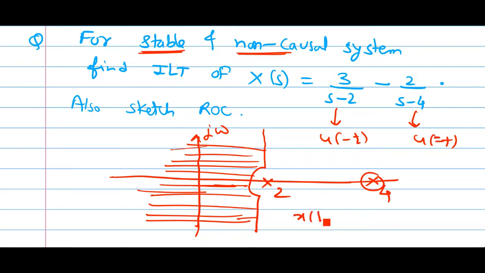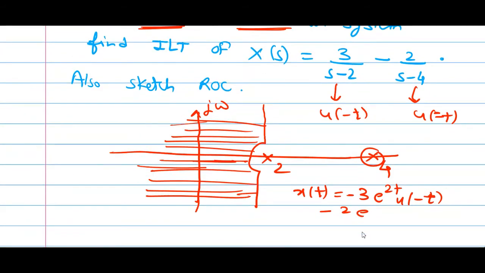Okay, so the inverse Laplace transform will be x of t equal to 3, which is a constant, e raised to 2t u of minus t. Here u of minus t, so minus here, then here also minus, then minus 2 e raised to 4t u of minus t. So here minus, here also a minus sign will come, and this minus minus becomes plus. So this is the correct and final answer for this question. Be careful with the plus minus signs. This minus minus becomes plus.